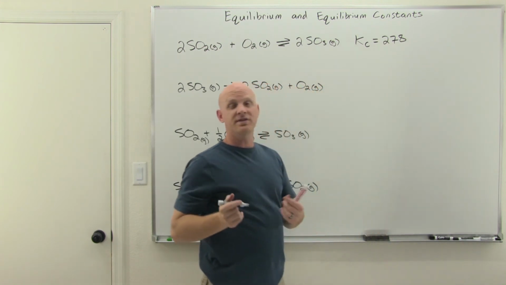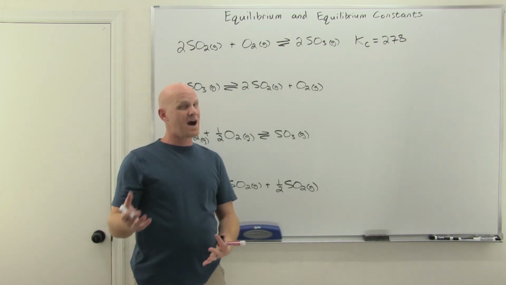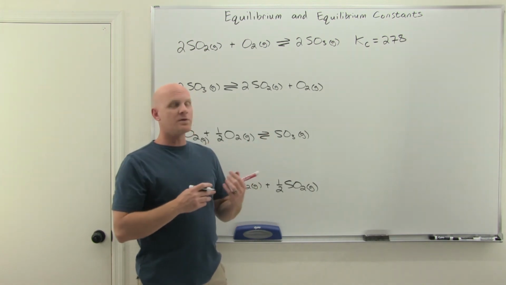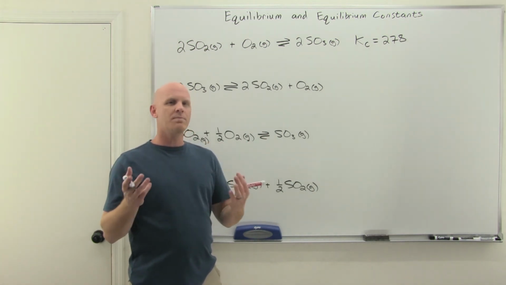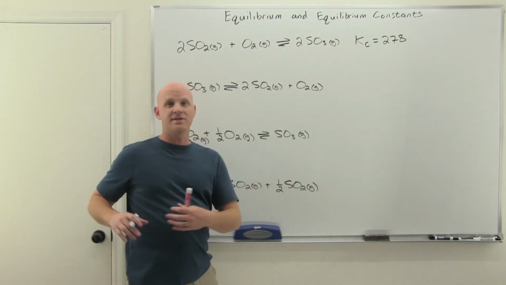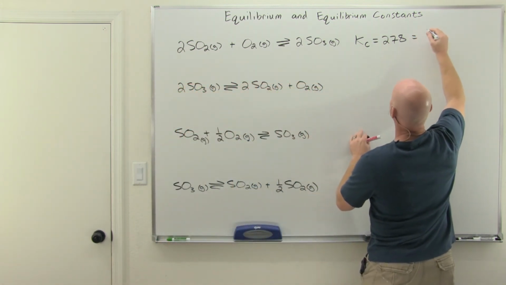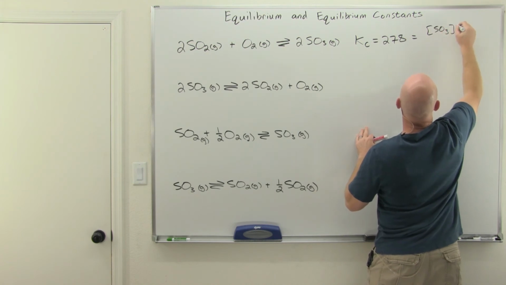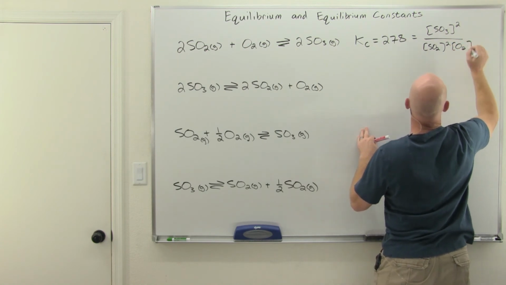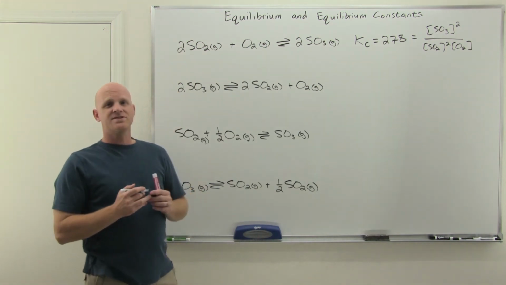When I see it equals 278, I probably think there are more products than reactants. However, it's not excessively so. It's not bigger than 1,000, not bigger than 10 to the third, so there should still be a fair amount of both reactants and products, but it is quite a bit bigger than 1. We wouldn't say that this favors the products or favors the reactants. We'd say that both are present at equilibrium. The expression here is going to equal the concentration of SO3 squared all over the concentration of SO2 squared times the concentration of O2. So, products over reactants raised to the power of their coefficients. That's our equilibrium constant.